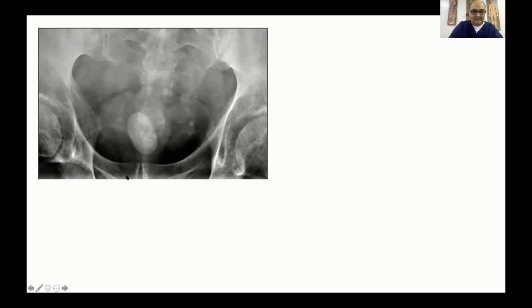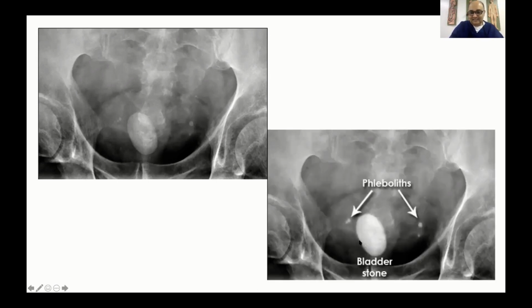Now look at it in this X-ray. What do you see here, guys? Focus on the bladder. A chicken egg. What is happening here? Bladder stone. Excellent. Mashallah, you guys are now smart. So you can see that. These are the bladder stones, and this is a phlebolith. We'll talk about it later, not today. Are we good? Okay, let's proceed.